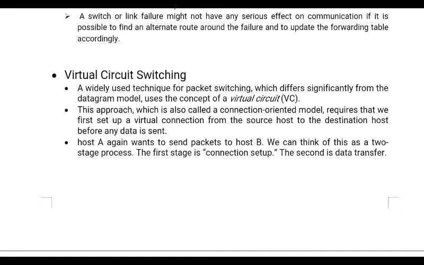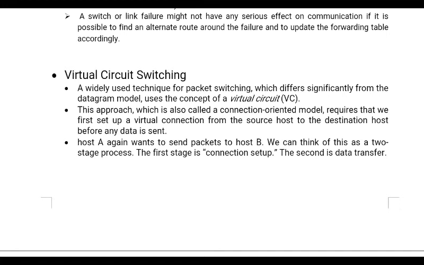In between, all the switches are going to forward this packet on the predefined path to reach the destination. Okay, this approach, which is also called the connection oriented model, requires that we first set up the virtual connection from the source host to the destination host before transmitting any data. Is it clear? As I already told, before transmitting the data, first you have to establish a virtual connection between host and destination.